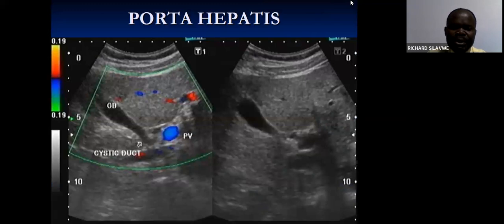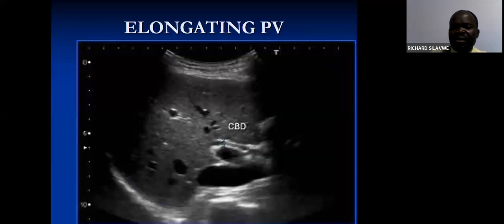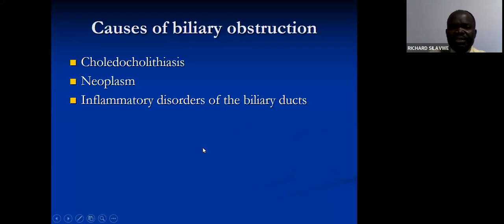Showing you the image there. You can see the gallbladder there. We have the cystic duct, and we have the portal vein. This is another image just showing the structures, as you can see there. Then we also have another view showing the common bile duct somewhere here. These are just images.